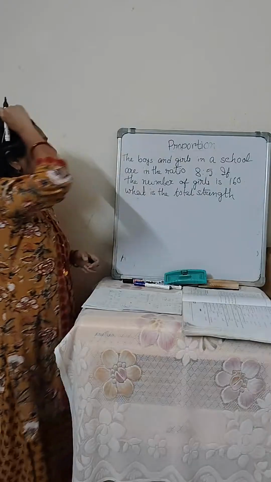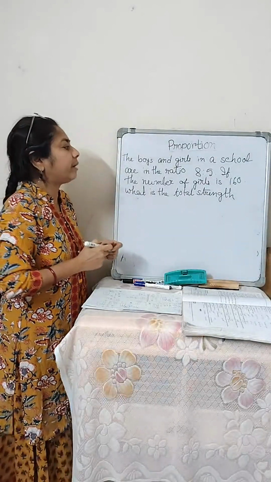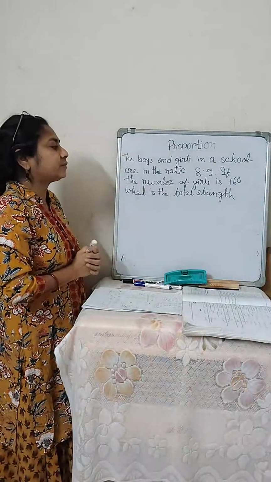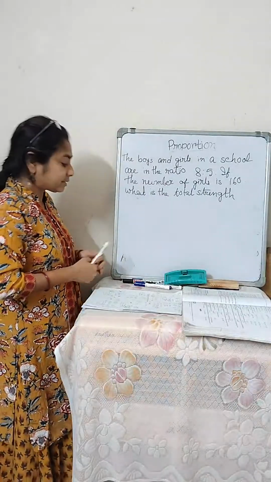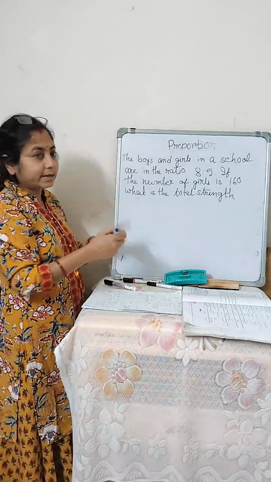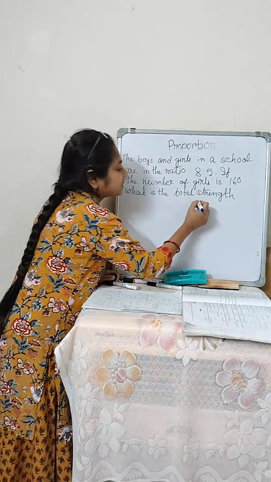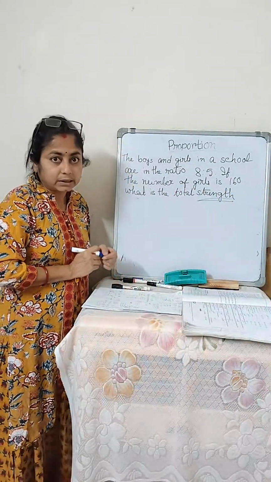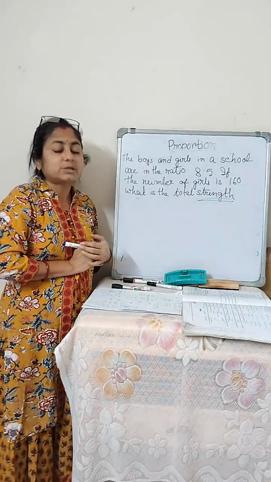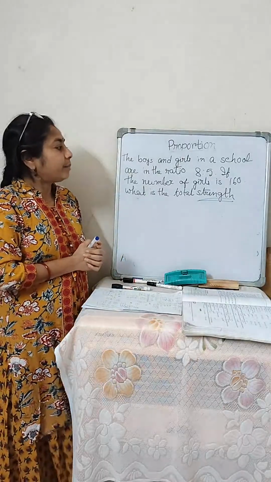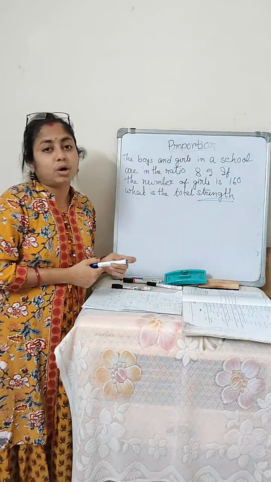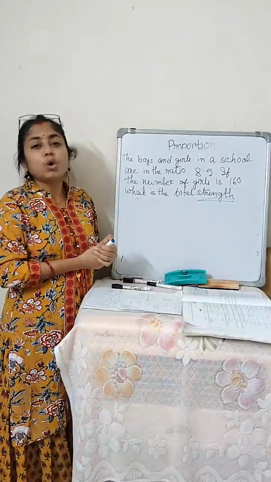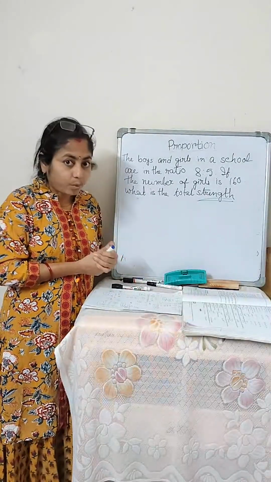Look, boys and girls in a school are in the ratio 8:5. If the number of girls is 160, what is the total strength? Here the key point is total strength. Strength means not only boys, not only girls. Girls and boys total is called the strength. But you know only the girls, and you do not know the boys' part. So first you find out the boys.